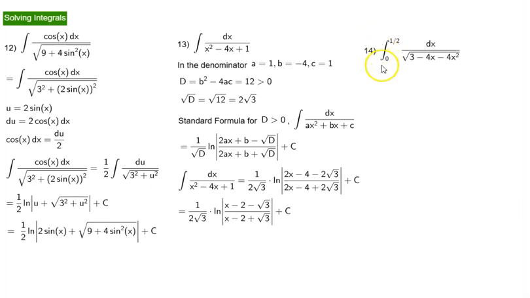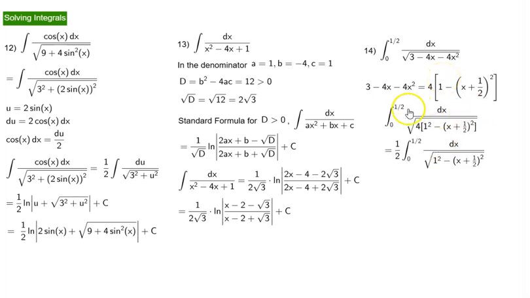14th one. Again, a definite integral. Integral from 0 to 1 by 2 of dx by square root of 3 minus 4x minus 4x square. Let's see. Let's take care of the denominator inside the square root. Simplifying it, we get 4 times 1 minus x plus 1 by 2 the whole square. And this 1 can be looked at as 1 square.